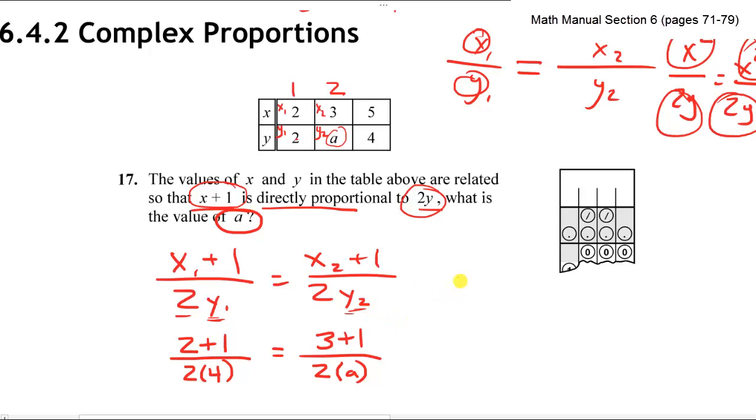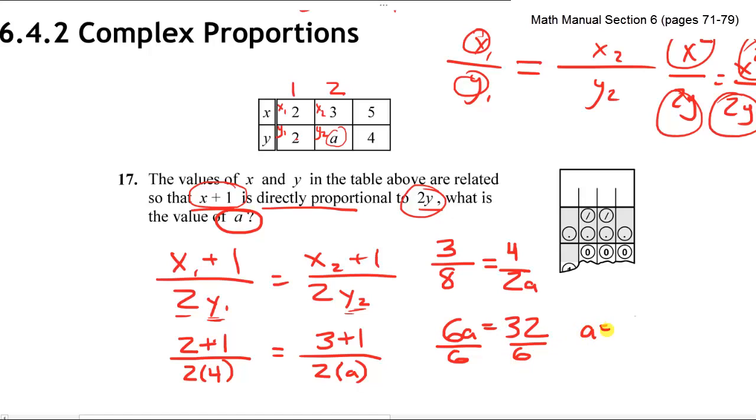And now I've got a pretty basic cross multiplication opportunity. This 2 plus 1 here is going to be 3 over 2 times 4, which is going to be 8. So 3 over 8 equals, this 3 plus 1 here is 4, and that is going to be over 2a. When I cross multiply, I get 6a equals 32. I divide by 6, I get a equals 32 over 6, which would be perfectly fine to grid in because that will fit.